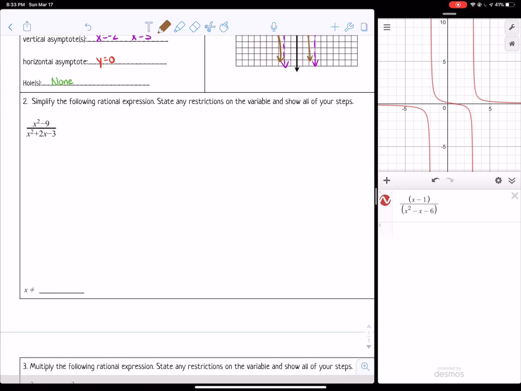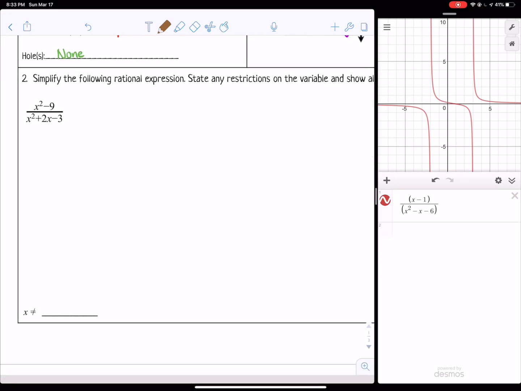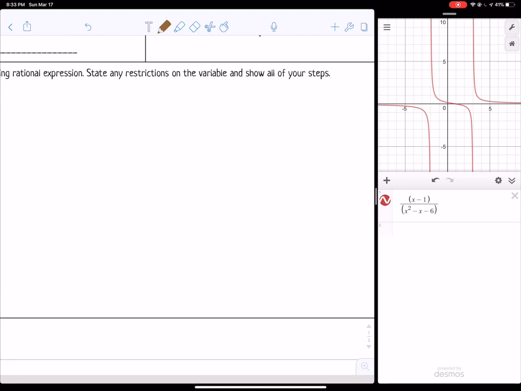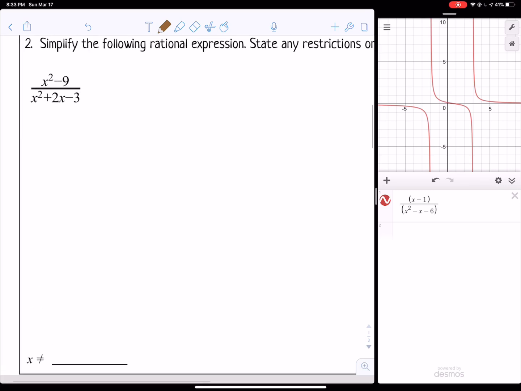Let's look at number 2. Number 2 says simplify the following rational expression and state any restrictions on the variable and show all of your steps. So we need to factor everything first. That is always the first step. So this is a difference of squares. So I'm going to take the square root of x squared and the square root of 9, and I get x plus 3, x minus 3.